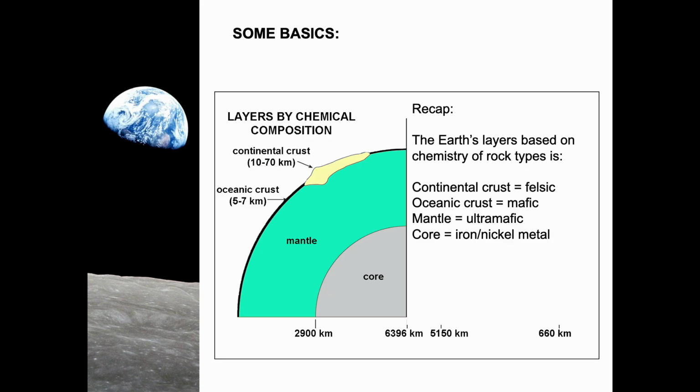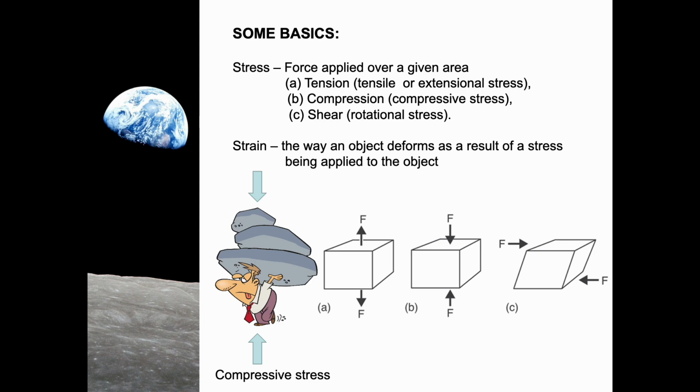We're going to take a bit of a leap and talk about some basic material properties, stress and strain. Stress is a force applied over a given area, and there are three different kinds. There's tension, compression, and shear. Tension is when something is being extended or pulled apart. Compression, things are being squeezed together. And then shearing, we have a rotational stress.